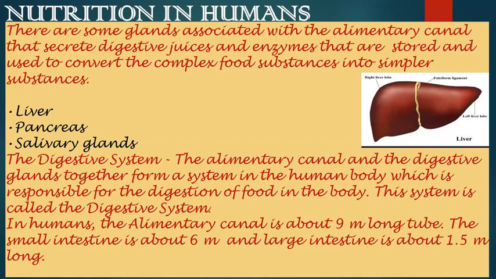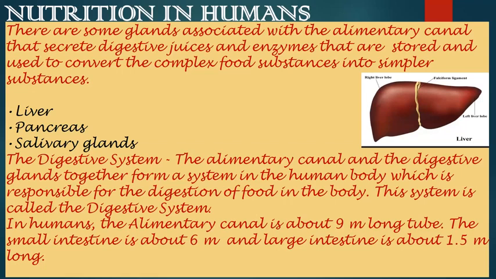Along with the alimentary canal, there are some more glands or organs associated with the alimentary canal that secrete digestive juices and enzymes that are stored and used to convert the complex food substances into simpler soluble substances. These glands are liver, pancreas, and salivary glands.